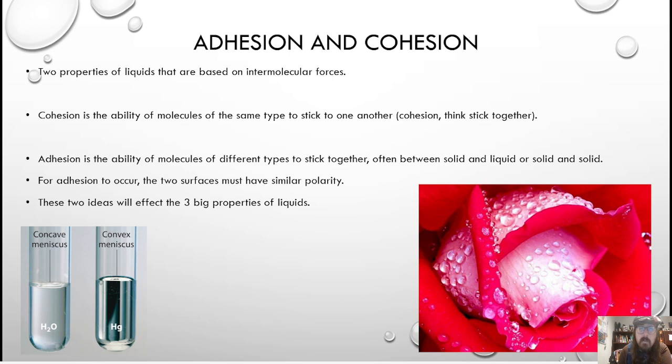So cohesion is the ability to stick together. A cohesive team sticks together. Adhesion is the ability to stick to another surface. Often it's thought of as solid to liquid or solid to another solid. Now, in order for any sort of adhesion to occur, the two surfaces need to have similar polarity. So they need to have similar intermolecular attractive forces.